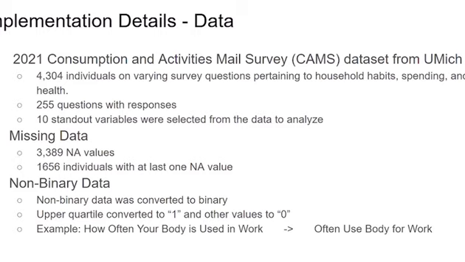And so we made anything that was complex into a 1 or a 0 based on whether it was in the upper quartile. Something like how often your body is used in work might be an open-ended question. We converted it to a true or false for someone that often uses their body for work.